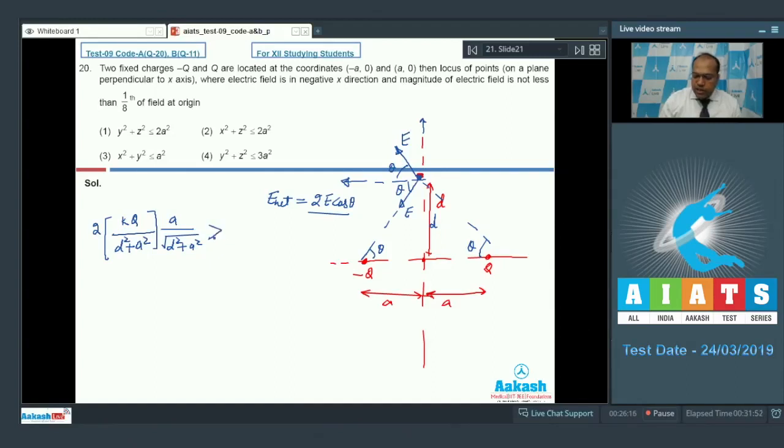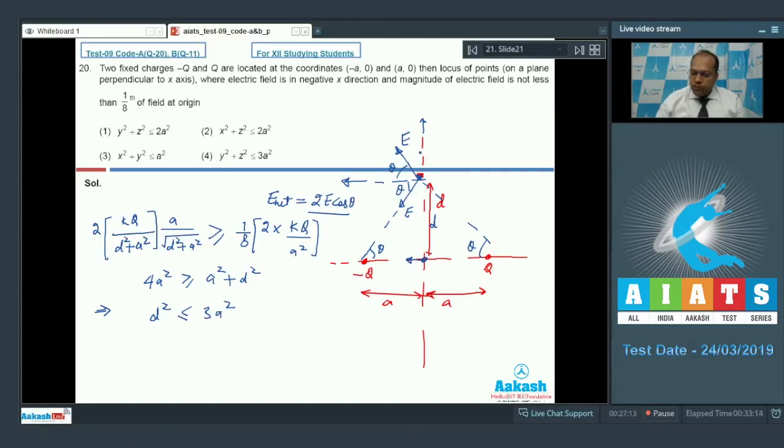And it is greater than or equal to 1/8 of the electric field at the origin due to these two charges. At the origin the net electric field is in this direction and that can be written as 2 times kq divided by a square. If I solve this equation, it comes out to be 4a square is greater than or equal to a square plus d square, or we can say that d square is less than or equal to 3a square.